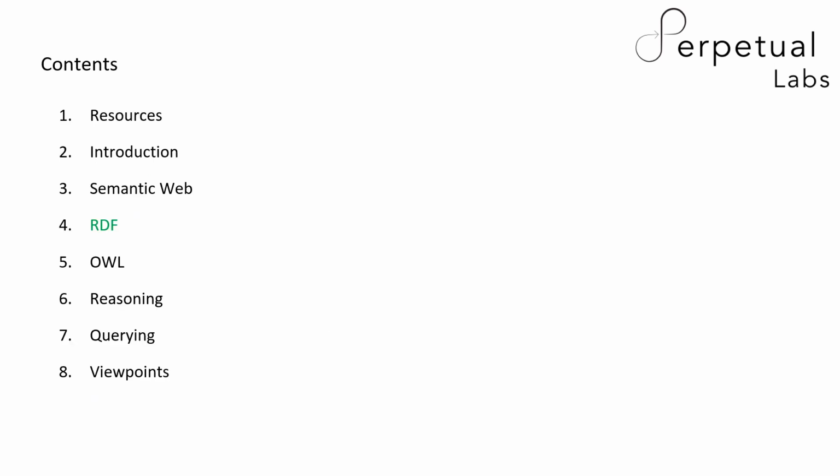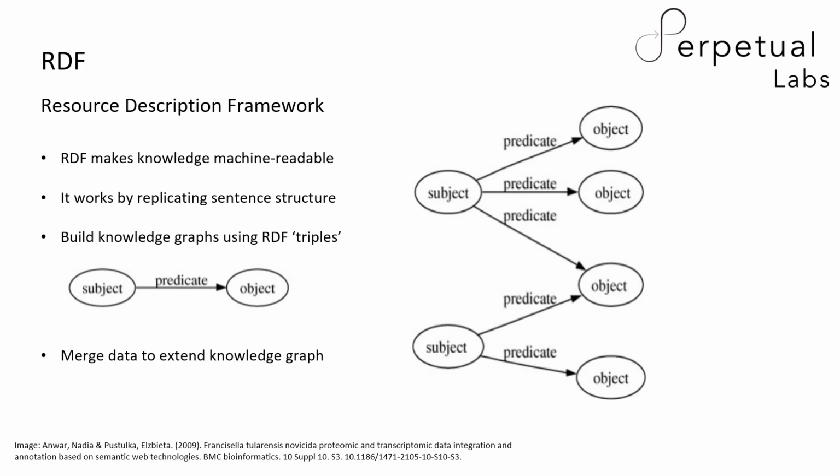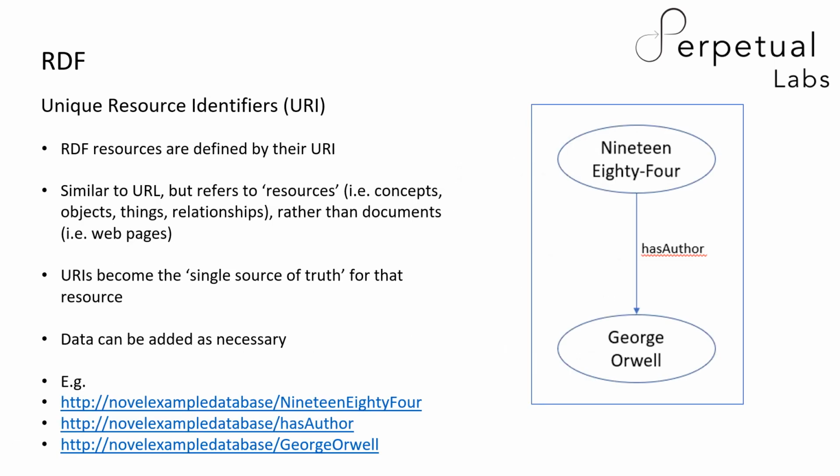So first, what is RDF? RDF makes knowledge machine readable and works by replicating human sentence structure. Information is captured using RDF triples: subject, predicate, object. Complex knowledge graphs can then be constructed by combining these RDF triples. RDF is built using unique resource identifiers, or URIs. URIs are similar to URLs, but refer to resources rather than documents. URIs can refer to concepts, objects, things, relationships, and they become the single source of truth for that resource. In this way, data can be added to the knowledge graph as necessary.